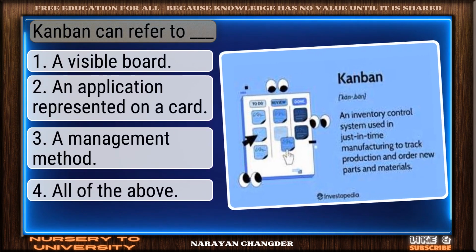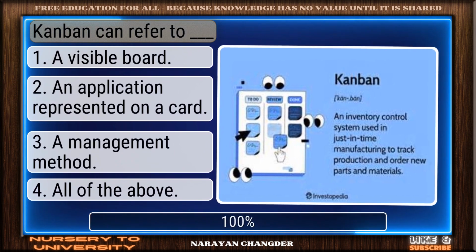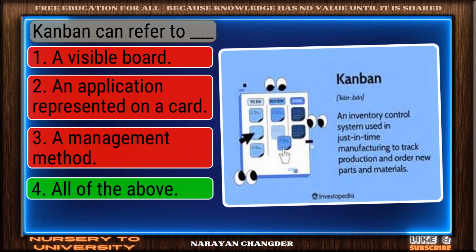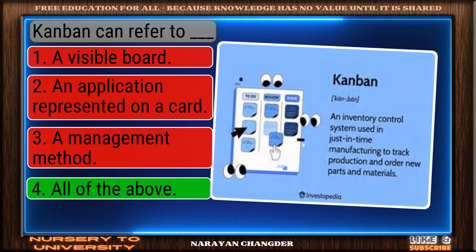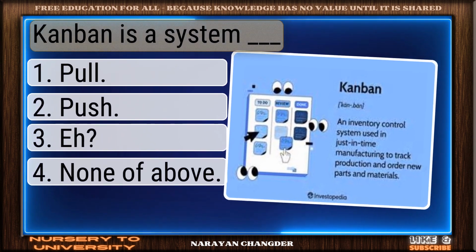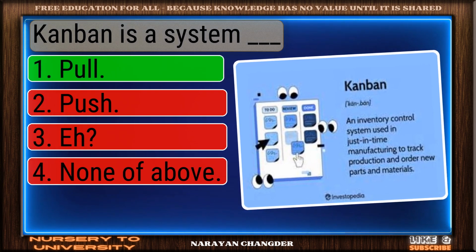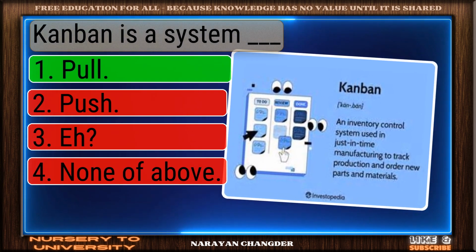Question number 62. Kanban can refer to dash. Smart move. All of the above is an accurate answer. Question number 63. Kanban is a system dash. You're right. Pull is the correct answer.